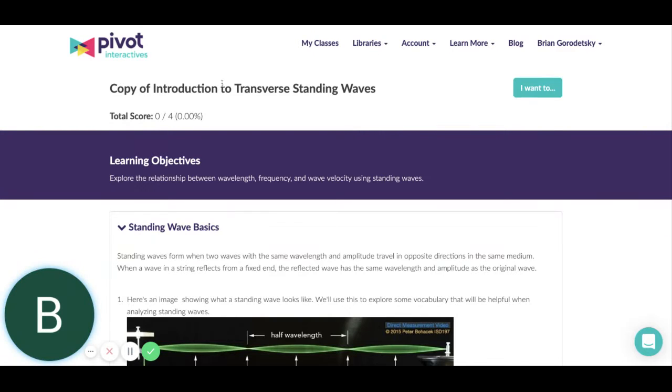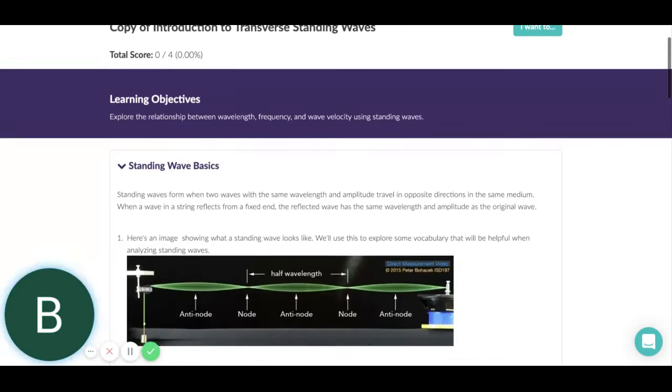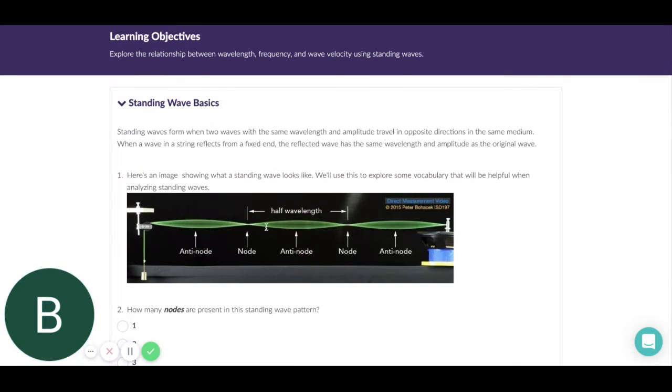So here's the first lab that I want you guys to explore, and it's just an introduction to transverse standing waves where you can practice the terminology that we learned in the videos above. The first part of the lab is just answering questions around this picture. So here is a standing wave generated by a speaker vibrator and a weight hanging on the string.